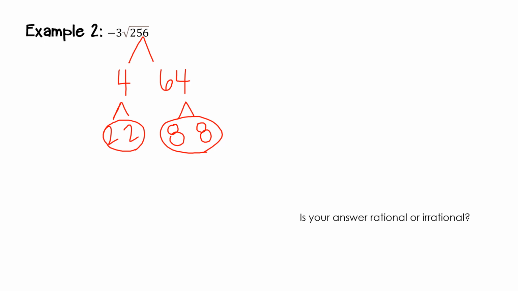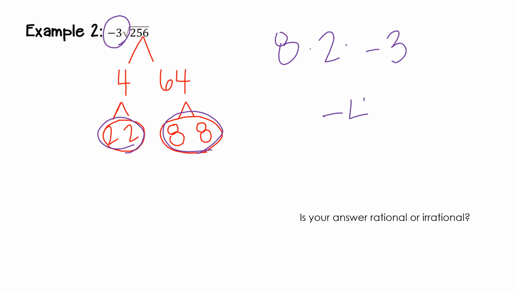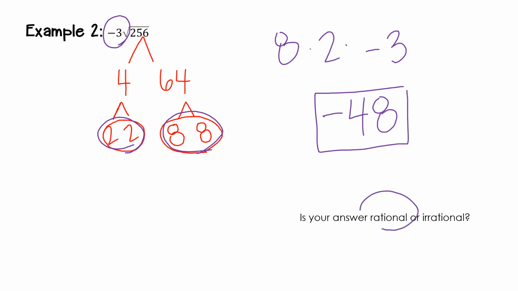Okay, so I would take 8, which is a couple, 2, which is a couple, and multiply those together. And then you also multiply it by the number that's already in front of the radical. So multiply that by -3. And that would give me -48. So is your answer rational or irrational? This would be rational.